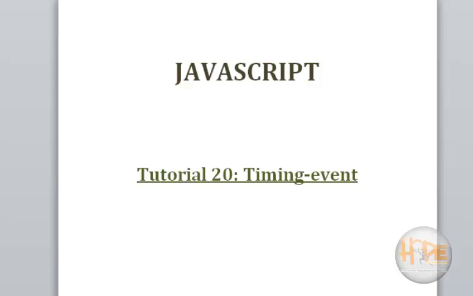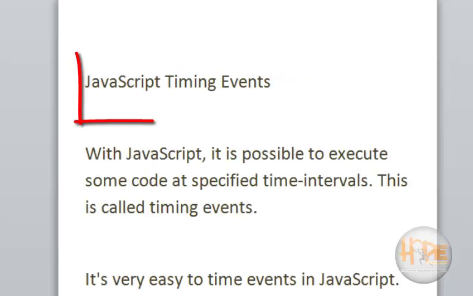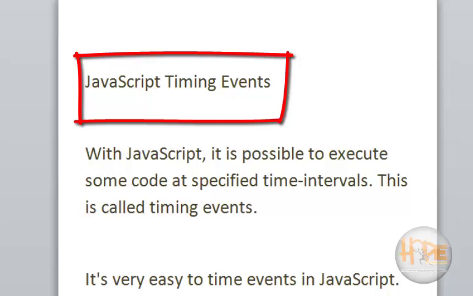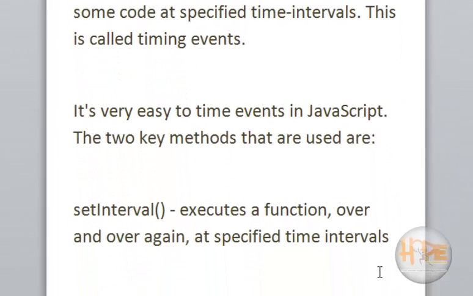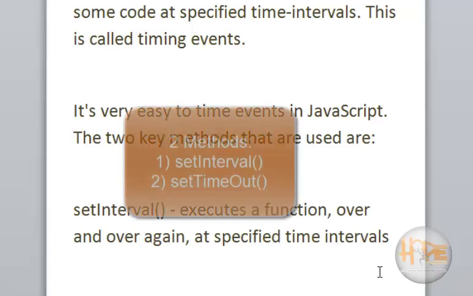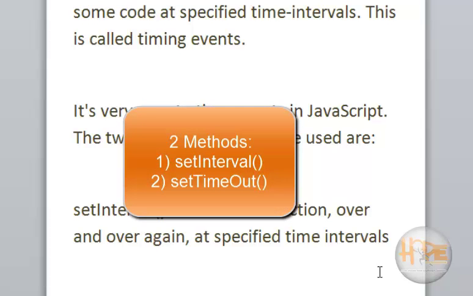In this tutorial, we are going to study about the timing event in JavaScript. With JavaScript, it is possible to execute some code at specified time intervals. This is called timing events. It's very easy to time events in JavaScript. There are two main methods in JavaScript for these timing events.